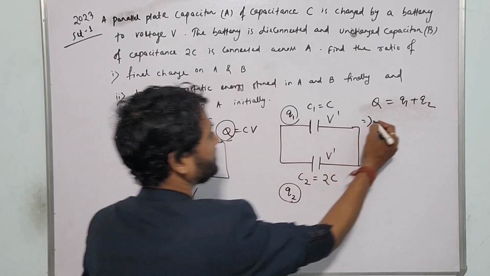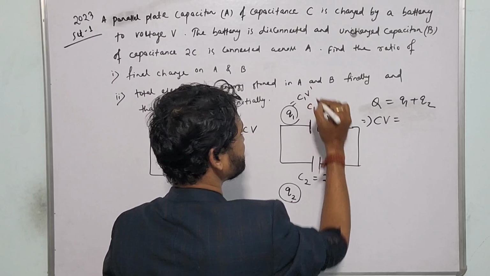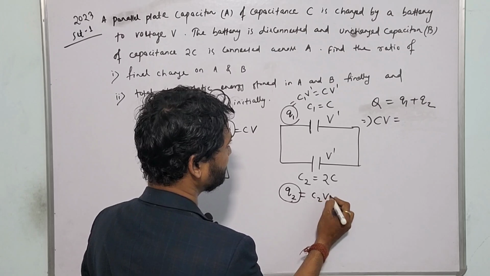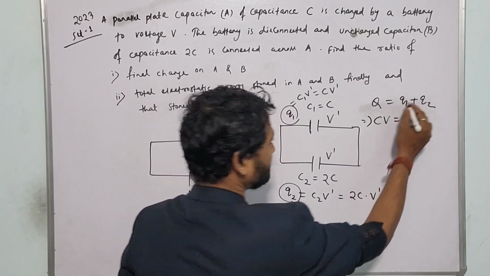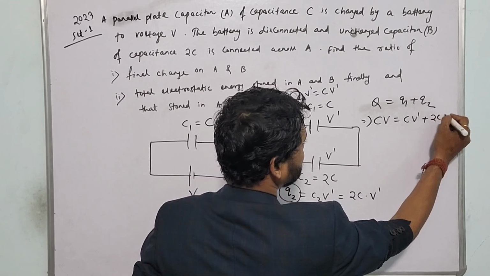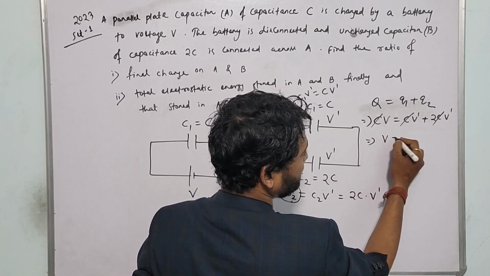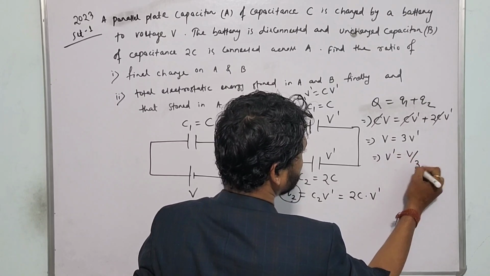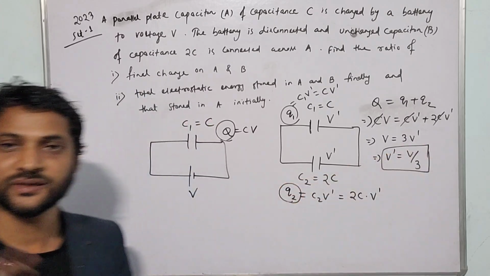So Q क्या है इधर? C into V. But Q1 क्या है? Q1 is C1 into V dash, which is C into V dash. And what is Q2? C2 into V dash. C2 कितना है? 2C into V dash, right? So in place of Q1 I can write C into V dash plus, in place of Q2, 2C into V dash. C will be cancelled. So V is coming 3 V dash. So V dash is V upon 3. So what is the common potential we are getting here? V by 3.